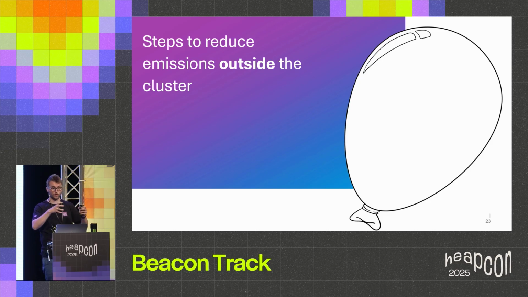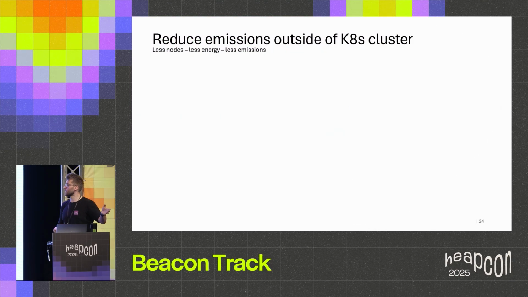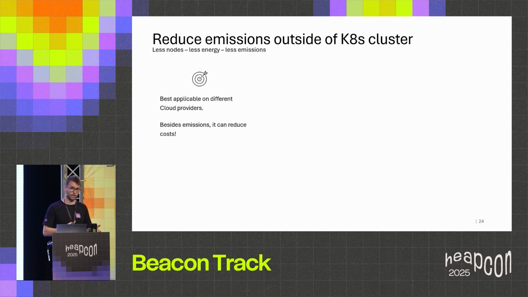So, OK, we fixed the internals. Now we make sure that our balloon is covered, and we can add another balloon if we actually need it. So what does that mean? Well, basically, fewer nodes means less energy, means fewer emissions. And this can be applied to different cloud providers. Besides emissions, we can reduce costs. As Ricardo mentioned earlier, this could be one of our major selling points for adding sustainability into our development life cycle. We can reduce costs with it by quite a lot.